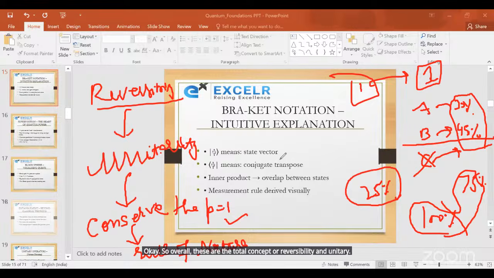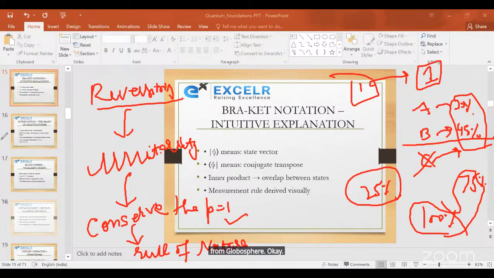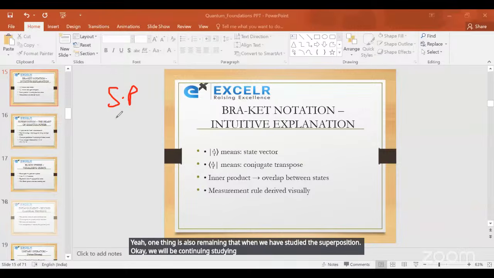Now we are moving on to the Bloch sphere. Although we have started the ket and bra notations, now it is officially the starting of hardcore quantum computation from the Bloch sphere. One thing is also remaining: when we studied the superposition, we will be continuing to study it because we want to study the quantum algorithm, and quantum algorithms are based on superposition. Without superposition, we can't do the algorithm.